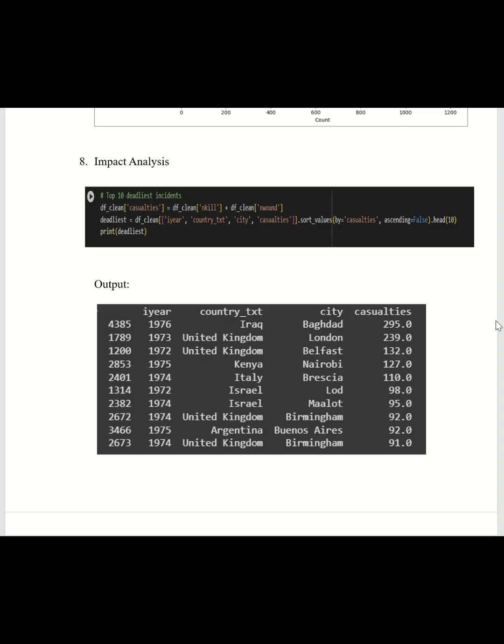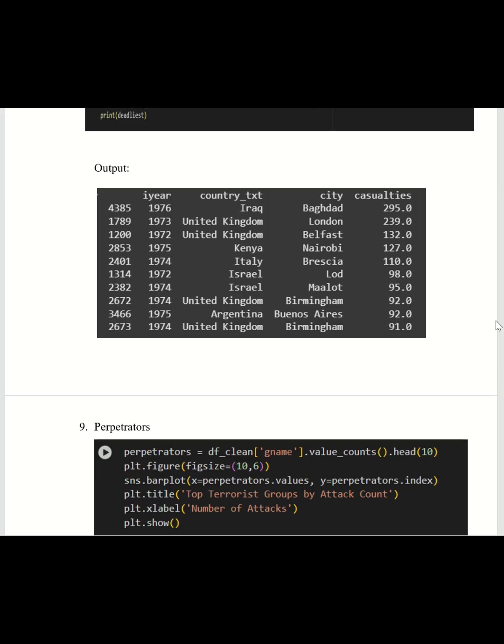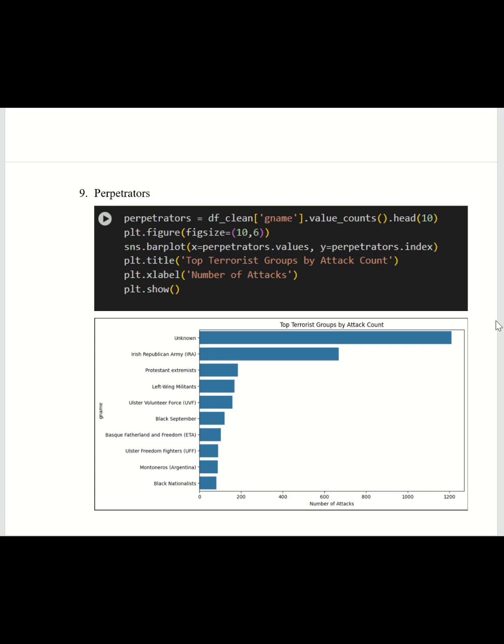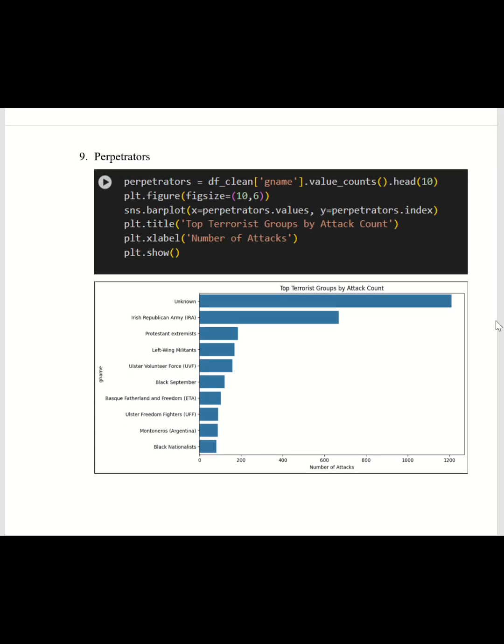After that, I found some perpetrators, meaning the terrorist groups. Basically the code creates a bar plot showing the top 10 terrorist groups by attack count from a data frame. To get the top 10 groups based on the gname column, it uses value counts with head 10. This graph shows the top 10 terrorist groups by the number of attacks they carried out. Unknown is the group with the most attacks, over 1200, followed by the Irish Republican Army, that is IRA, and others like Protestant extremists and left-wing militants.